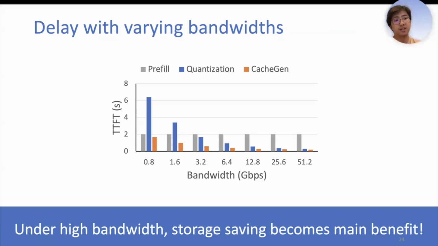But since CacheGen saves storage size, you can put more KV cache in the same amount of storage disk, or you could save some cloud storage cost. So in these cases, the delay saving is not the main part of CacheGen's benefit.